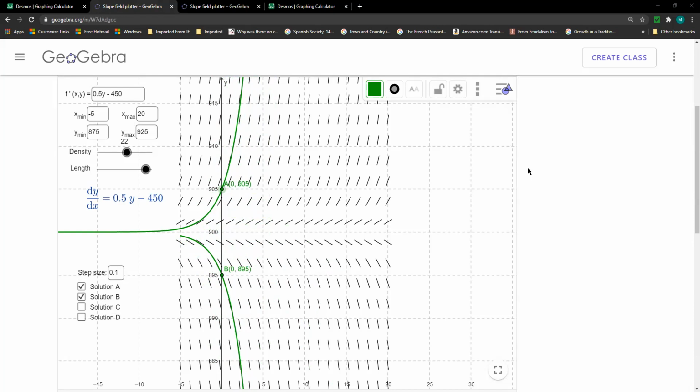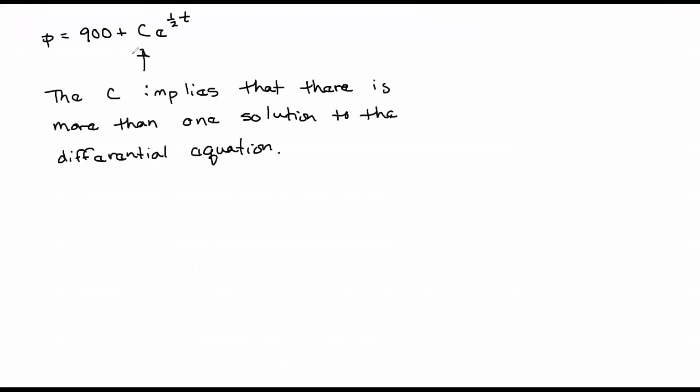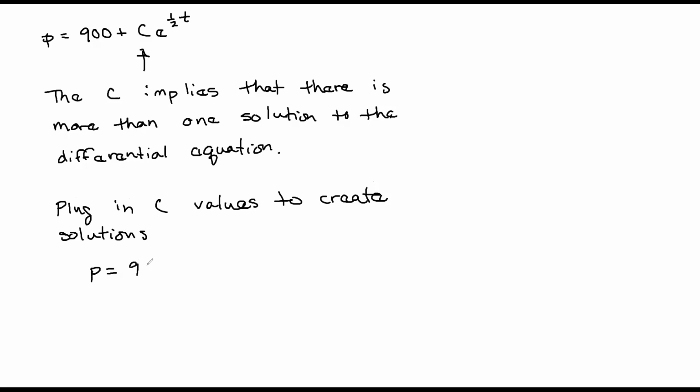If we jump back, in order to explore this further, one of the things we can do is plug in C values and generate solutions and just play around with this. Just for example, we could say C could be 10, and we would get 10 e to the 1/2 t. C could be 25, and we would get 25 e to the 1/2 t.